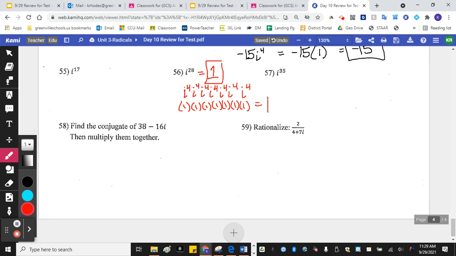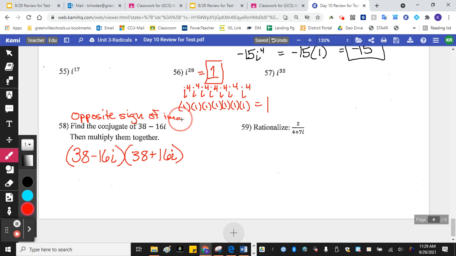All right, 58. What is the conjugate of 38 minus 16i? Don't I just multiply them together? I'm not asking you to square this. What is the complex conjugate of 38 minus 16i? 38 plus 16i. This is just what we did yesterday: opposite sign of the imaginary. And then multiply them together.